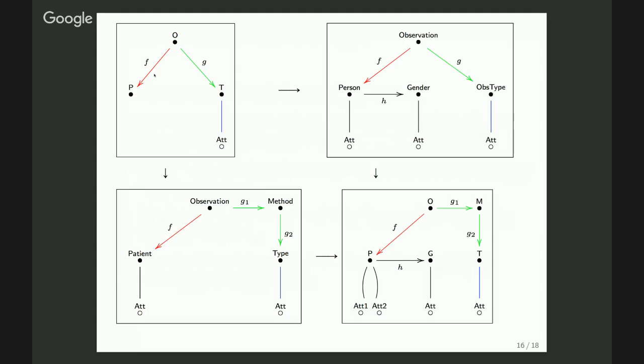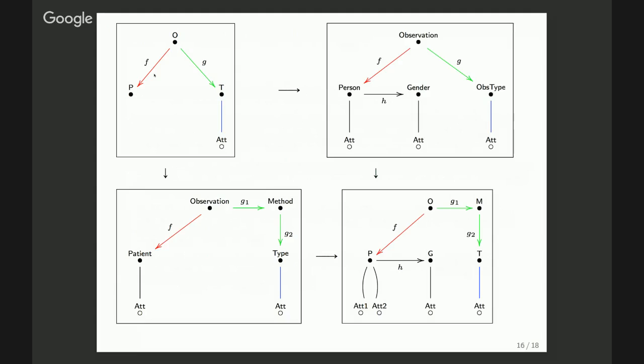So step 1 to integrate the schemas is we need to come up with an overlap schema that relates them. You can do this by automated techniques. For example, you can recognize that observation has the same name in the two input schemas, but for us, we'll just talk through it. Here we've chosen for the overlap schema to consist of 3 entities, O, P, and T. O corresponds to observation in both, P corresponds to patient in one and person in the other, and T corresponds to type in one and obs type in the other.